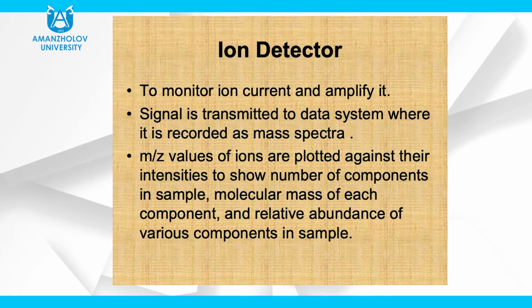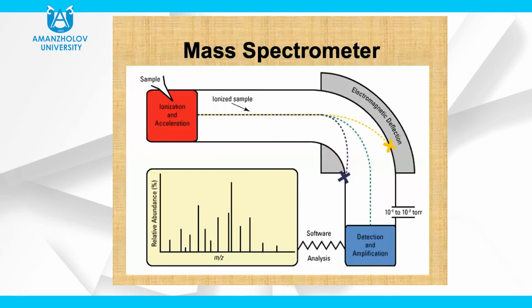Mass to charge values of ions are plotted against their intensities to show the number of components in the sample, the molecular mass of each component, and the relative abundance of various components in the sample. So here is a brief schematic representation of a mass spectrometer. Ionization of samples happens here, and then ionized samples move through the tube, are divided by mass to charge ratio, detected and amplified, and then sent to the screen.